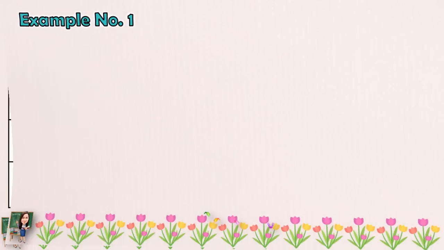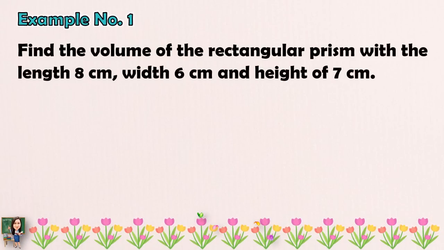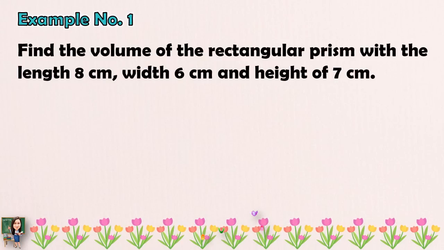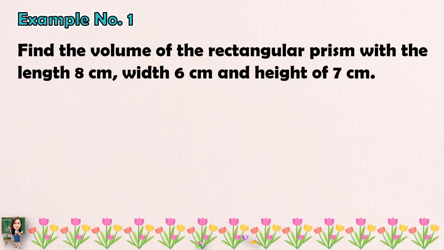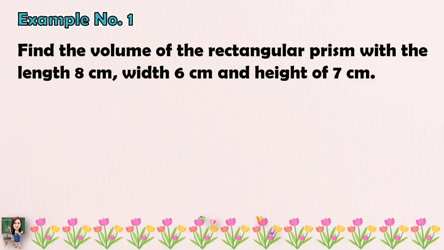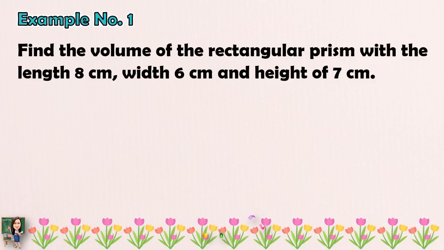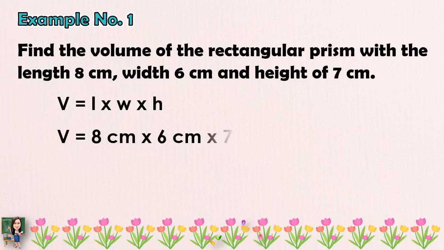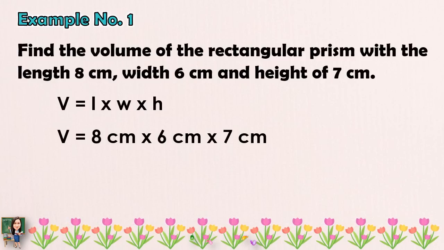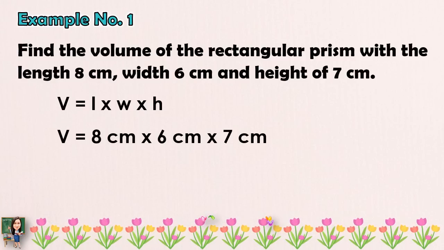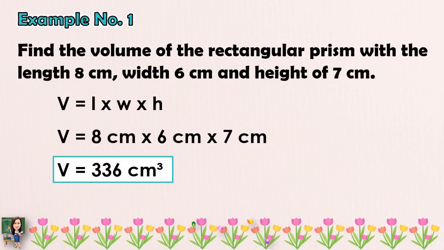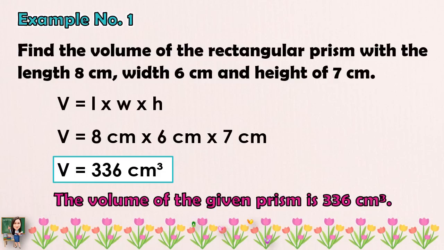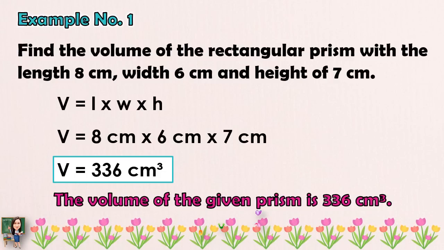Let us do example number 1. Find the volume of the rectangular prism with the length of 8 cm, the width is 6 cm, and height of 7 cm. The formula is volume equals length times width times height, where the length is 8 cm, the width is 6 cm, and the height is 7 cm. So 8 times 6 times 7 equals 336 cubic centimeters. So the volume of the given prism is 336 cubic centimeters.